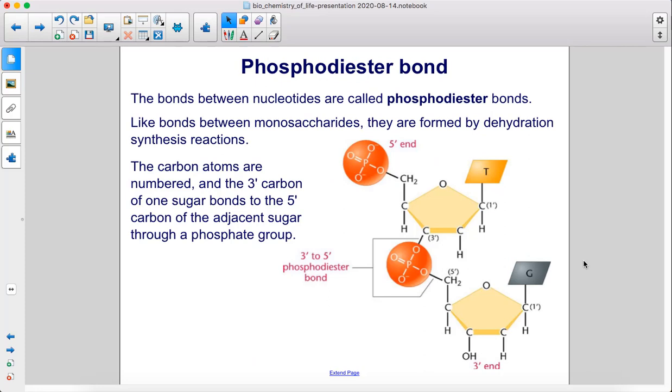The bonds between nucleotides are called phosphodiester bonds. Like bonds between monosaccharides, they are formed by dehydration synthesis reactions. The carbon atoms are numbered, and the 3 carbon of one sugar bonds to the 5 carbon of the adjacent sugar through a phosphate group.